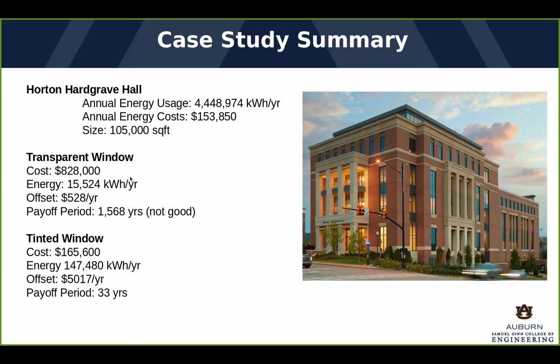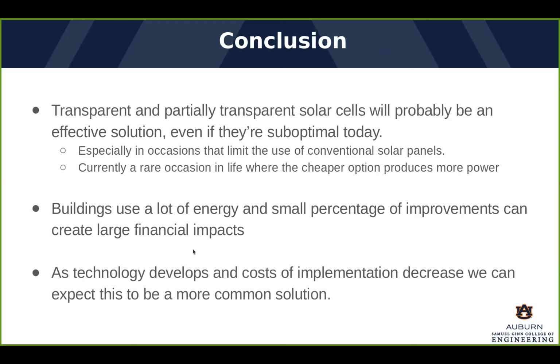That being said, if you have transparent windows and it costs nearly $1 million to install and you're only getting back $500 a year, you have a really poor payoff period. And with tinted windows, you get a much better payoff period, but it's still not making a whole lot of money.